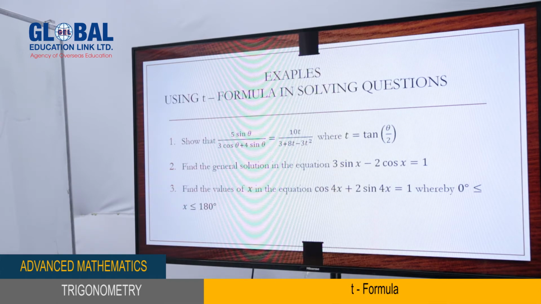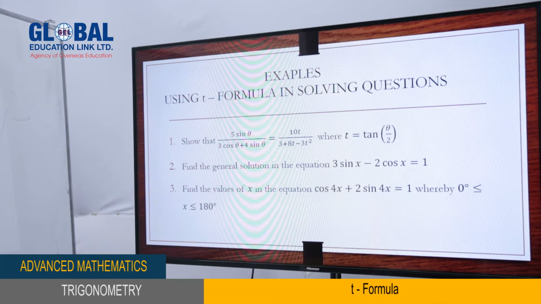From the left hand side, we are told 5 sine theta over 3 cos theta plus 4 sine theta, then we are supposed to show it is equal to 10t over 3 plus 8t minus 3t square.